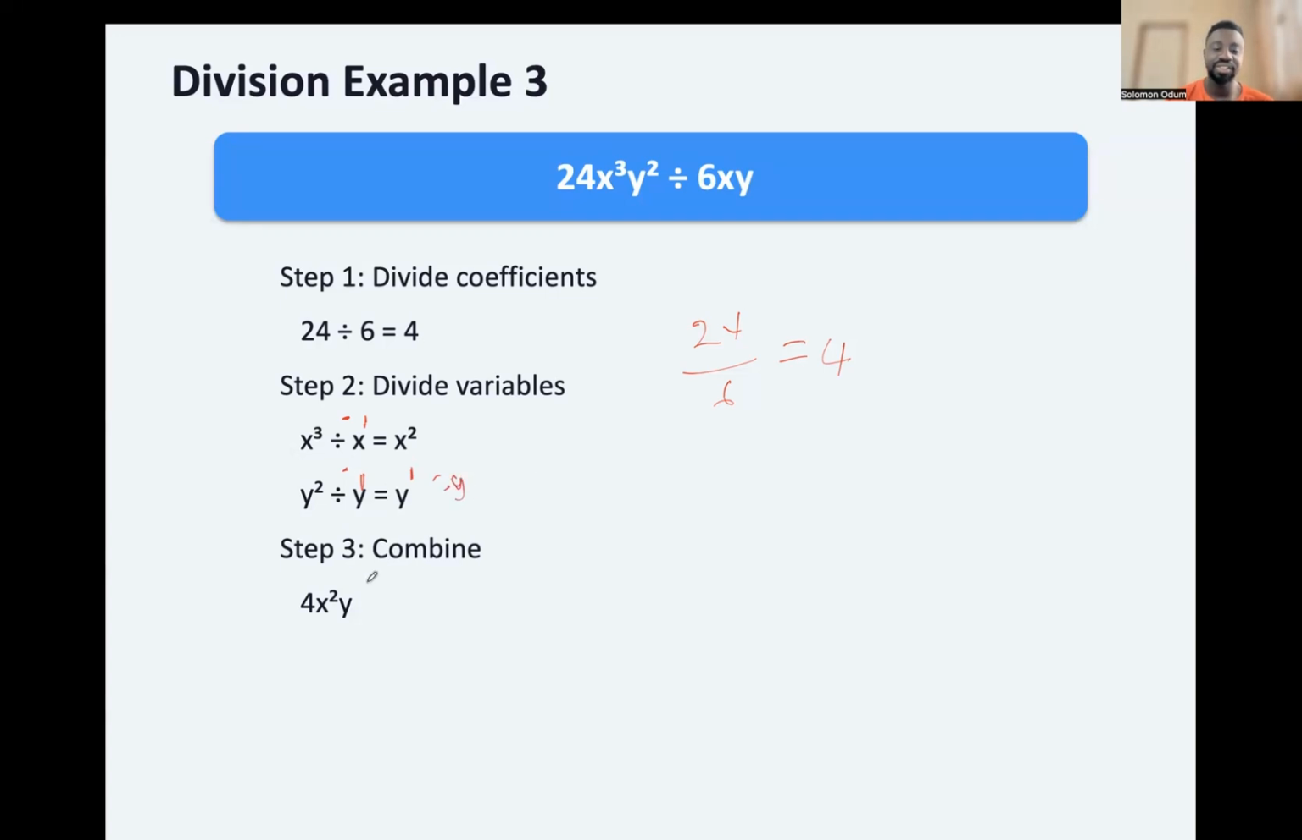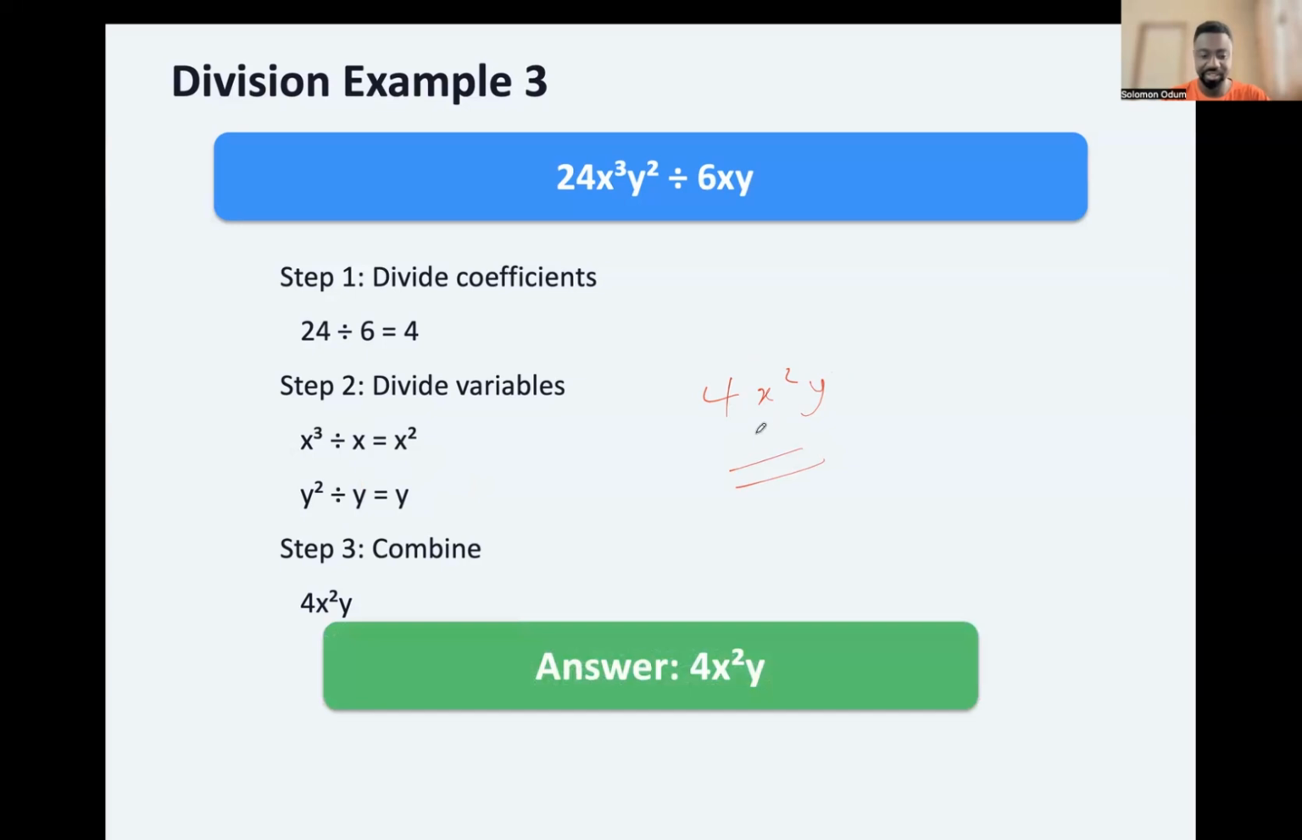So we now have 4 on your x squared and y. You combine it, and that gives us 4x squared y. That's what the answer is. Good.